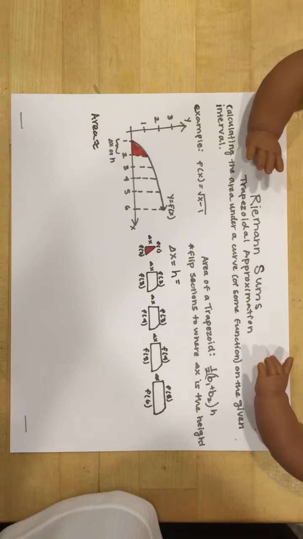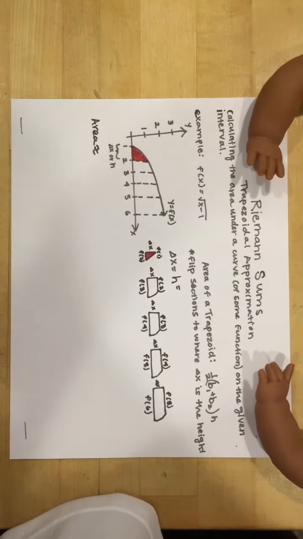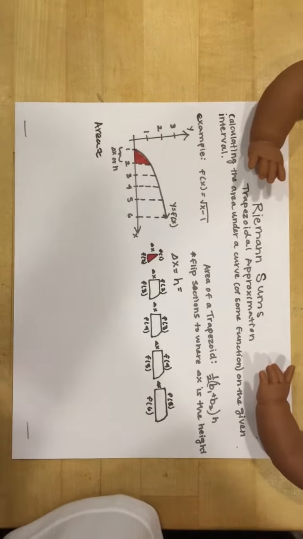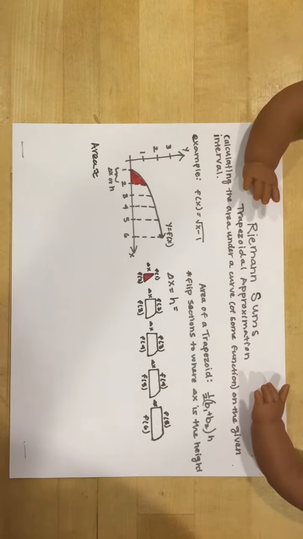Okay, let's take a look at today's lesson. We are doing Riemann sums using trapezoidal approximations. So Riemann sums is calculating the area under a curve of a given function on a closed interval. And for this particular problem, it's going to be on the interval from 1 to 6.